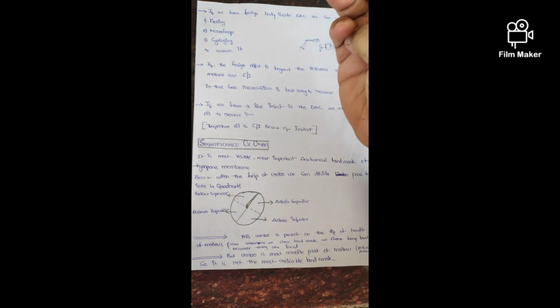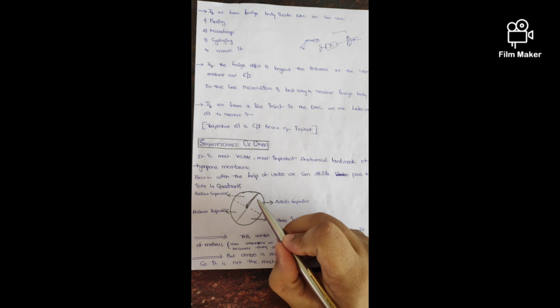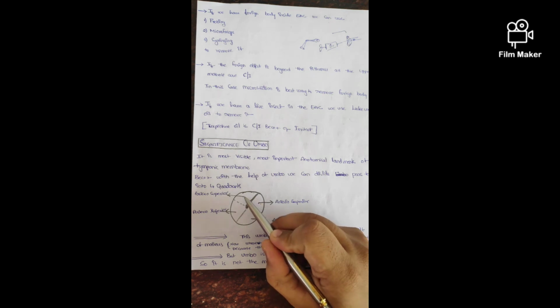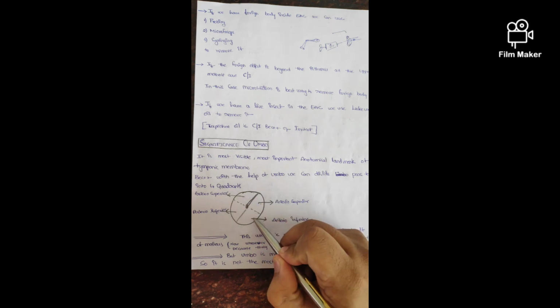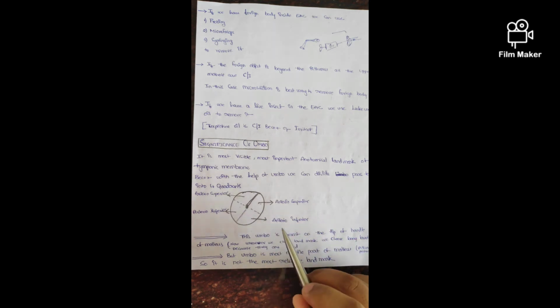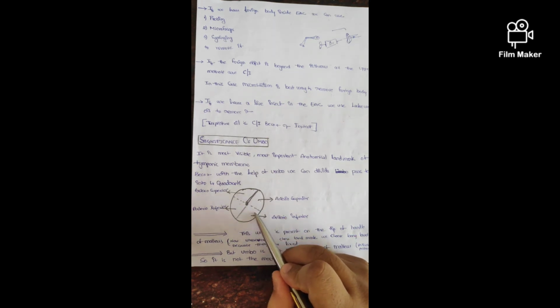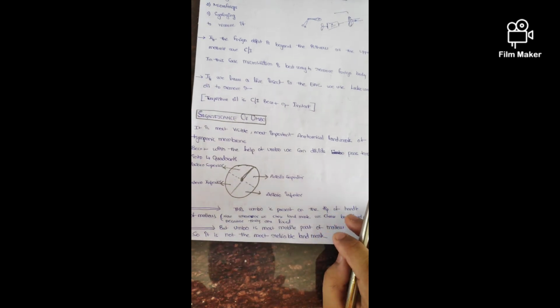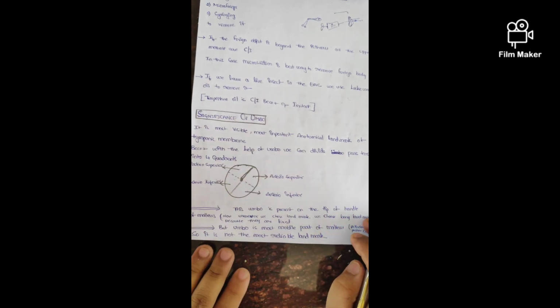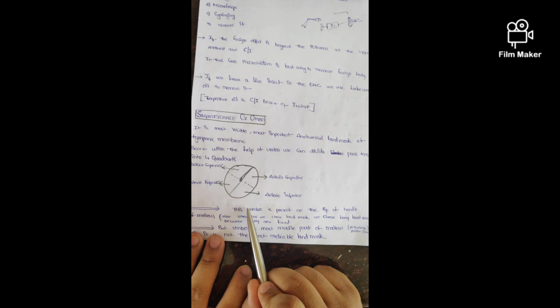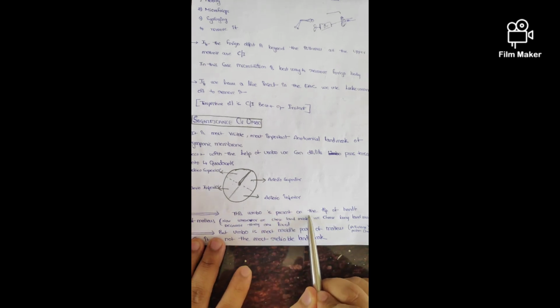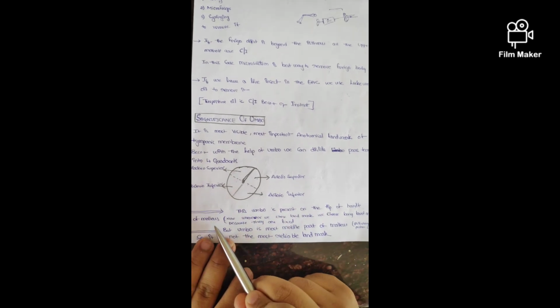Because with the help of umbo, we can divide the pars tensa into 4 quadrants: anterior superior, posterior superior, anterior inferior, and posterior inferior. The anterior inferior part consists of the cone of light. This umbo is present on the tip of the handle of the malleus.